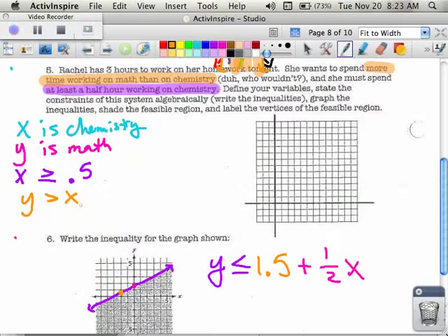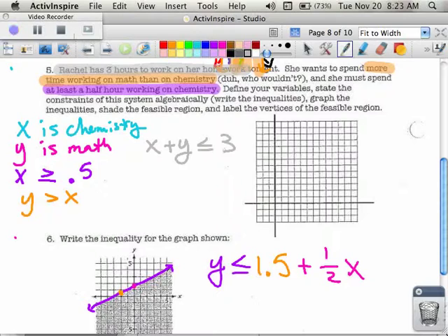And then the last thing it says is the very beginning thing where they tell us that she has 3 hours to work on both. So she doesn't have more than 3 hours. So that means that together, the chemistry work plus the math work cannot exceed 3 hours. So altogether, they can only have 3 hours.